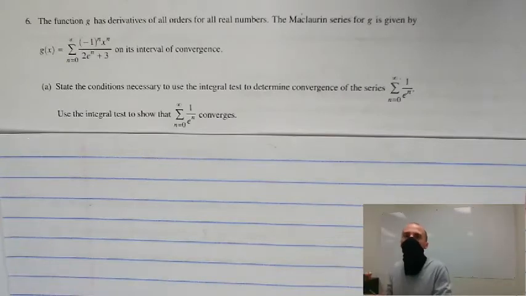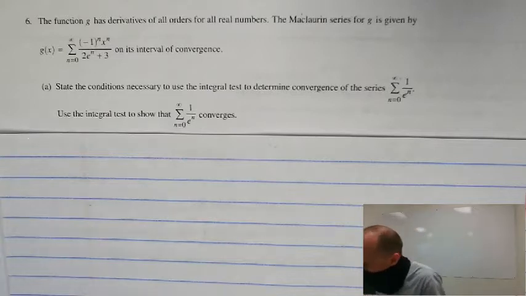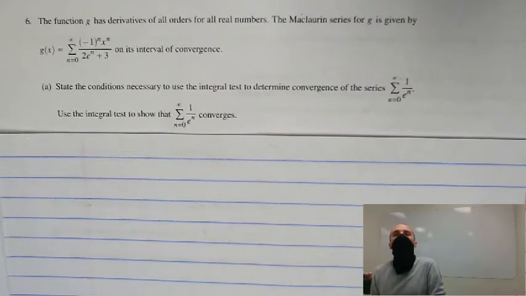All right, in this video I will be working number 6 from 2021 BC free response. Okay, so this is a series question that says, the Maclaurin series for g is given by g of x as the sum from 0 to infinity of (-1)^n x^n divided by 2e^n plus 3.